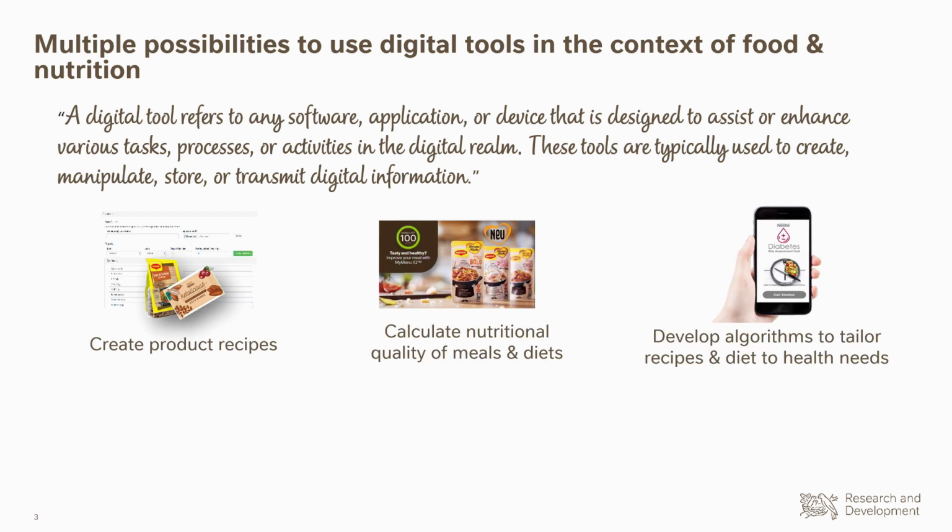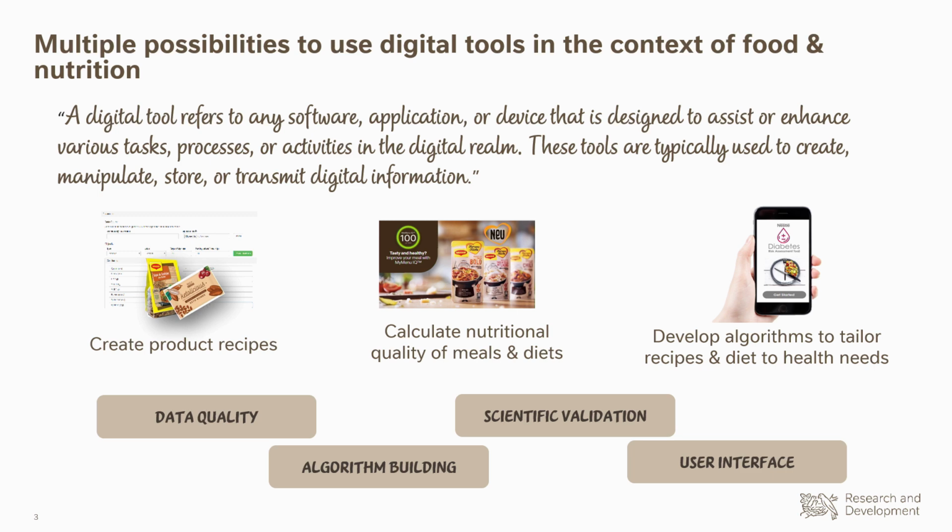So what does that mean in the context of food and nutrition? There are three very distinct categories where we can use digital apps, digital tools. First is to create product recipes. Second is to calculate the nutritional quality of meals and diets, and all of that in order to optimize the health, and then hopefully be able to develop algorithms that can tailor both the recipe and the diet to the health needs for personalized nutrition, for example.